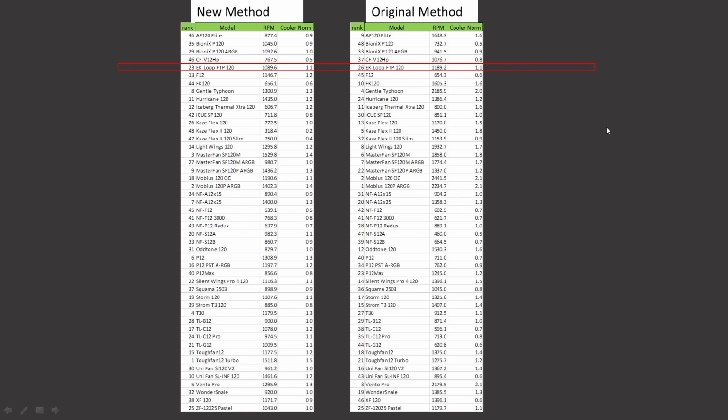So first up in the testing is noise normalized through my CPU air cooler, and we're looking at the EK loop FTP 120. Originally it was ranked 26th, spinning at an RPM of 1,189, moving 1.1 meters per second of air. It is now ranked 23rd at a slightly lower RPM, 1,089, so it lost 100 RPM for approximately the same airspeed.